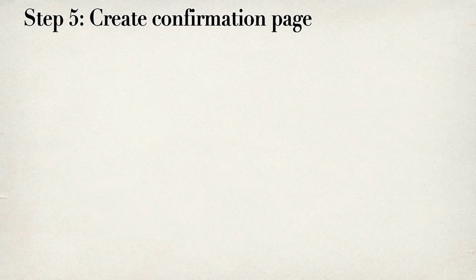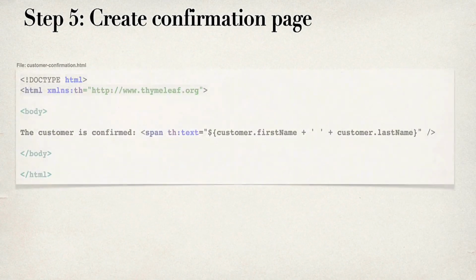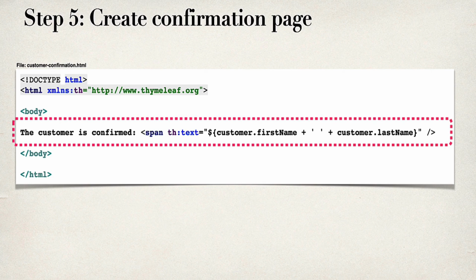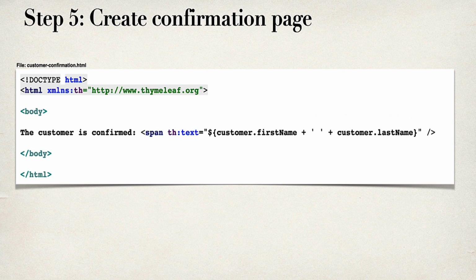And then finally, step 5, very simple, we create our confirmation page. We say, hey, the customer's confirmed, and we get the customer's first name and also the customer's last name. So nothing really big here, just simple Spring MVC coding. All right, that's it. So in the next video, we'll actually dive in, we'll move into the IDE, and we'll actually start writing some code, and we'll see how all this works together in real time.